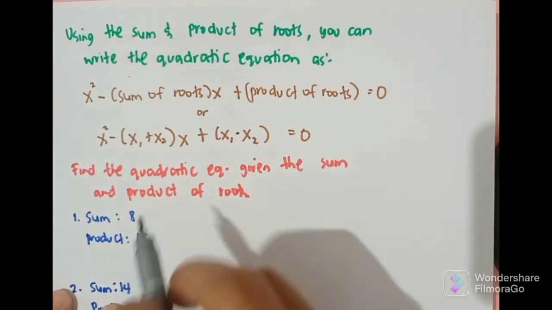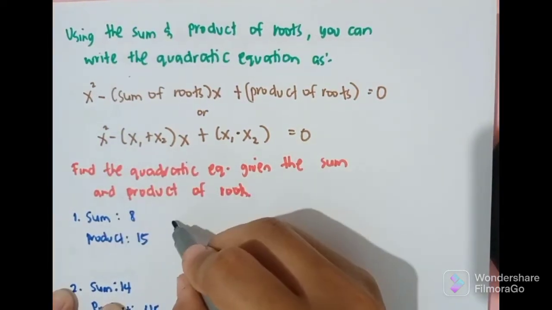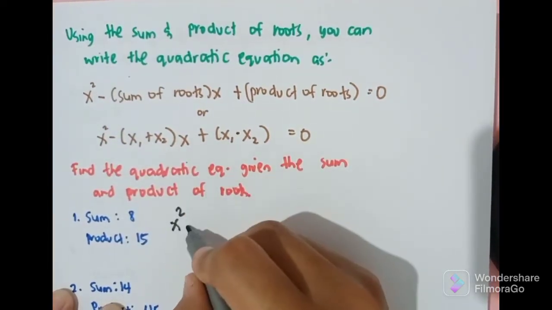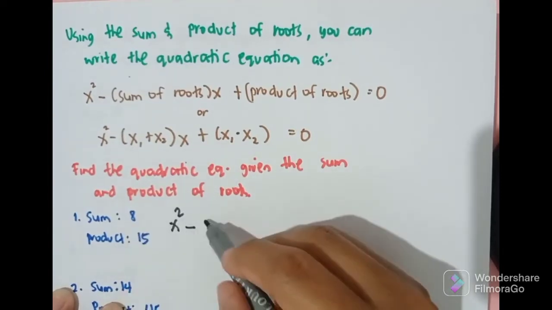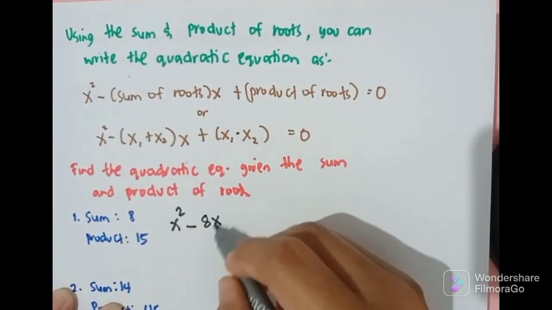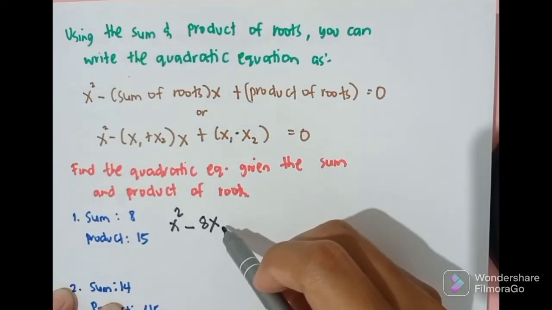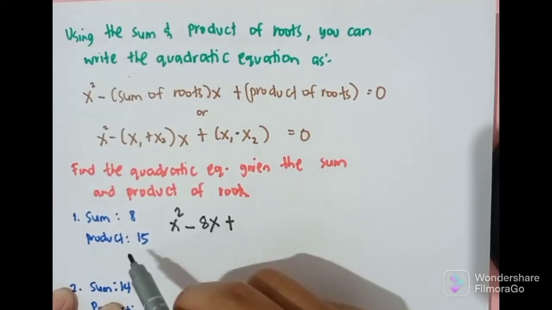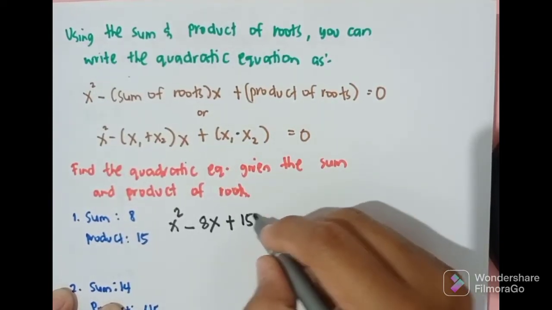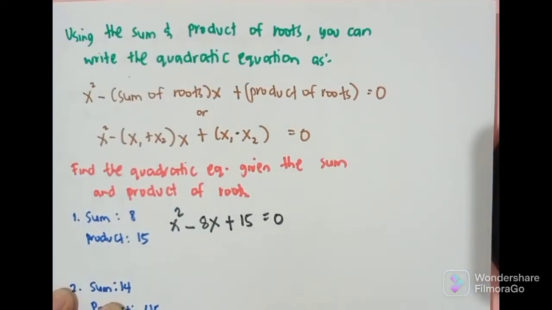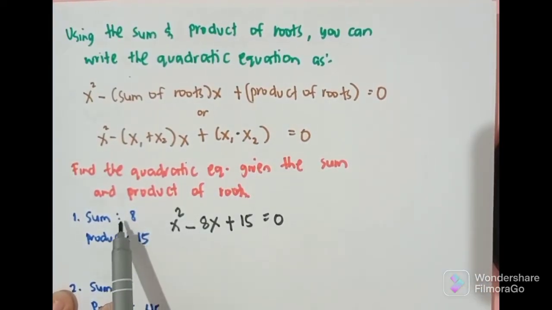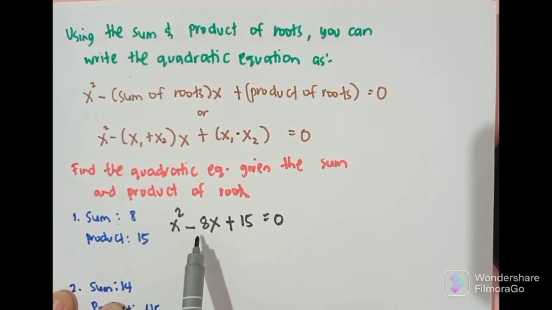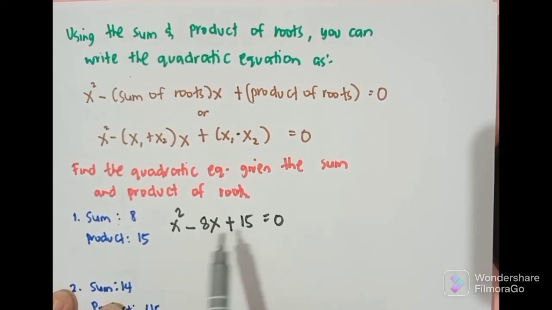So, we say x squared minus, what is the sum of roots? That is 8. Then x. Let us not forget the x. Plus, what is our product of roots? That is 15, and that is equal to 0. If you notice, the sign of the sum gets reversed. If the sum is positive, it becomes negative. If the sum is negative, it becomes positive. The 15 stays as is, positive if it is positive there, negative if it is negative there.